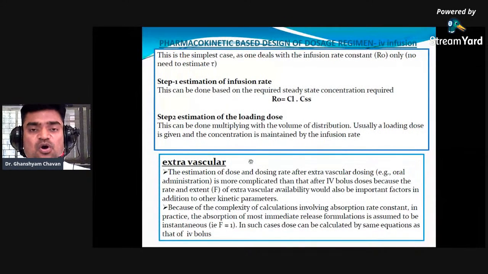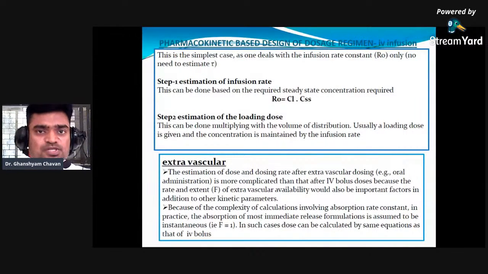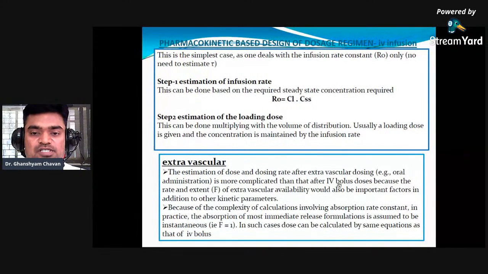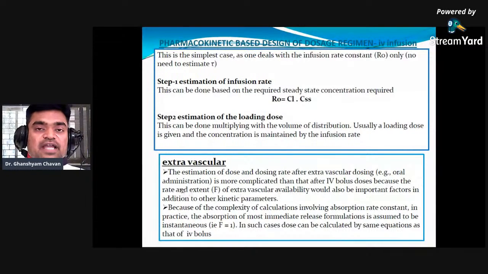Extravascular means other than the intravenous route. So there must be some problems in your extravascular system when you are giving the drug. The estimation of dose and dosing rate after extravascular dosing, for example oral administration, is more complicated than that of IV bolus dosing, because the rate and extent of extravascular availability would be important factors in addition to other kinetic parameters.